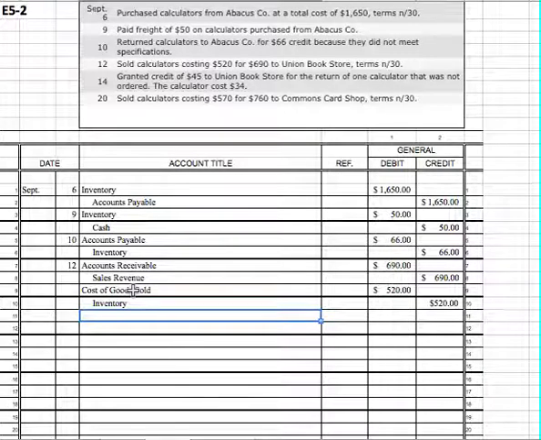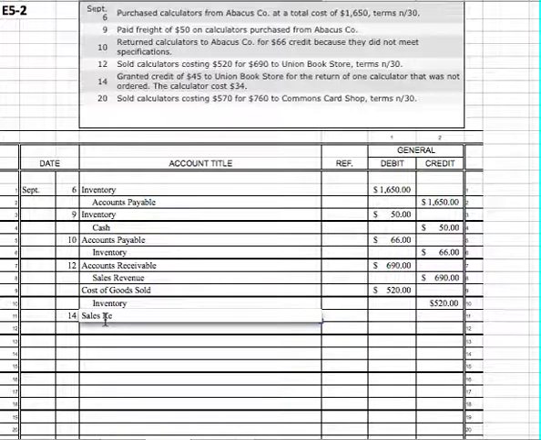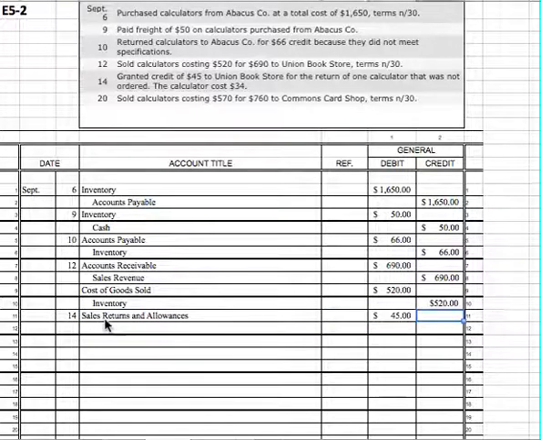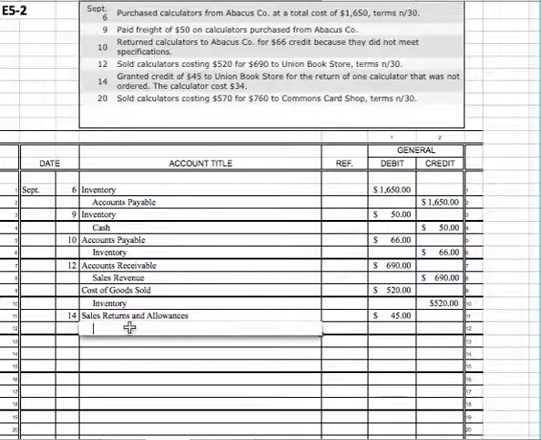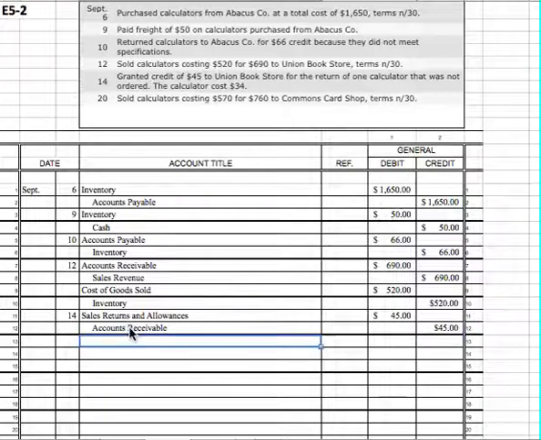On the 14th, granted credit of $45 to Union Bookstore for the return of one calculator that was not ordered. The calculator cost $35. Okay, so on this date, on the 14th, when we granted credit, we are going to be using the sales returns and allowance account and then taking it out of our accounts receivable. That was $45. And then we also need to record the inventory. The cost of it was what it cost us in inventory. It's $34.